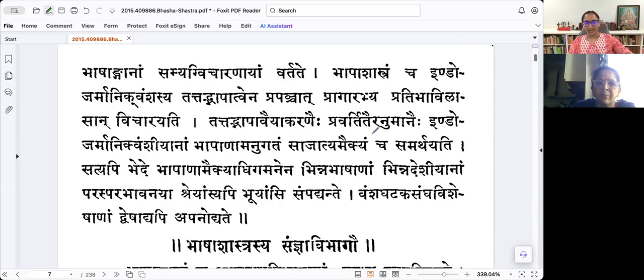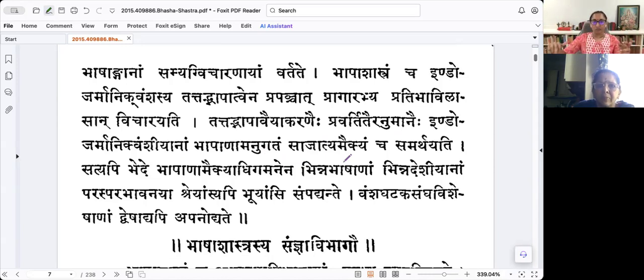Tattad bhasha vayyakarnaihi pravartitaihi anumanaihi Indo-Germanic vamshiyanam bhashanam anugatam sajatyam aikyam cha samarthayati. The grammarians of each of these Indo-Germanic languages use their deduction and try to understand the similarities between these languages of this particular branch. Why have they put Latin, German, Sanskritam into one branch? Avesta, they have put under the Indo-Iranian branch.